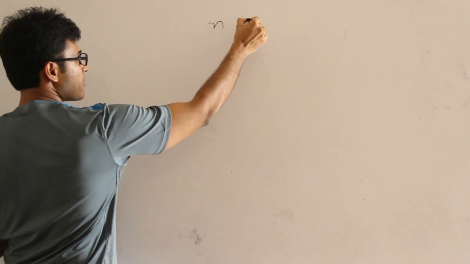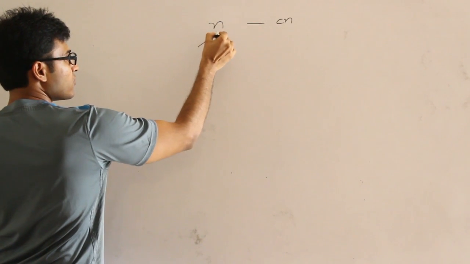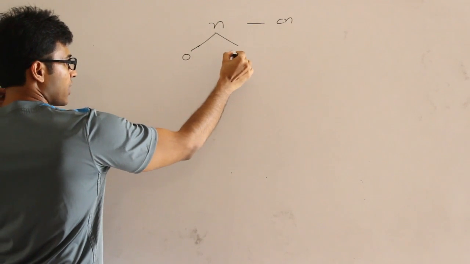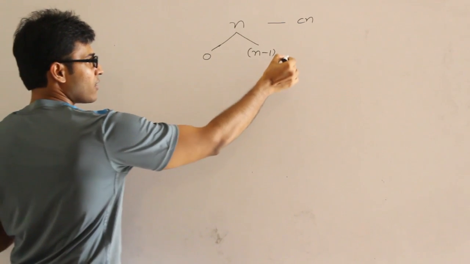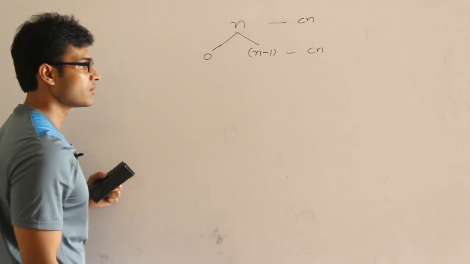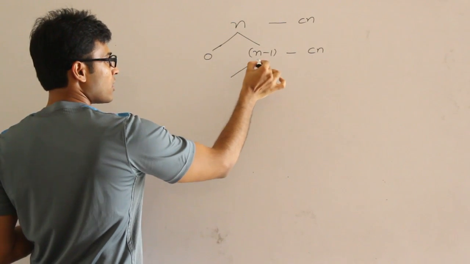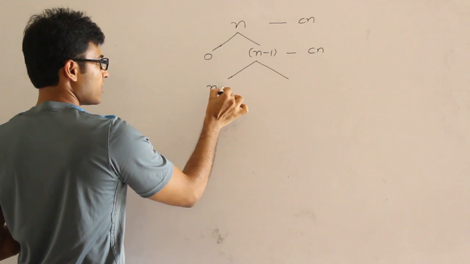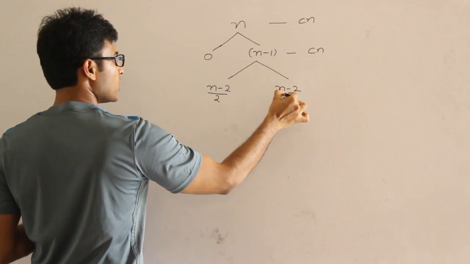Then after applying the partitioning algorithm, which will take cn time, I got the worst case split, which means on one side I got 0 and on the other side I got n minus 1 elements, worst case, right. And again on these n minus 1 elements I have done c into n, nearly c into n minus 1 constant time work. Then again now I got the best case split. What is the best case split? n minus 2 elements by 2, n minus 2 elements by 2.